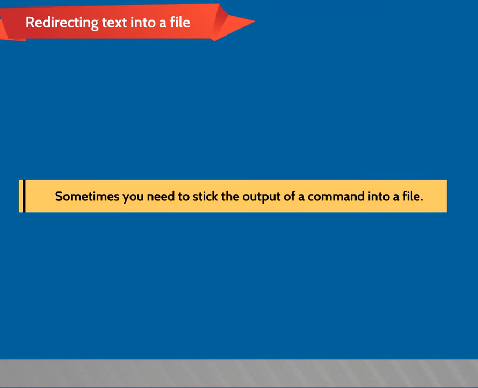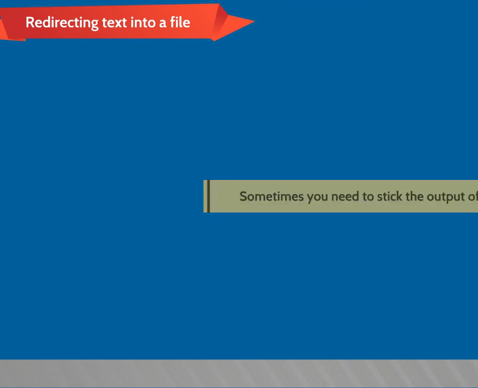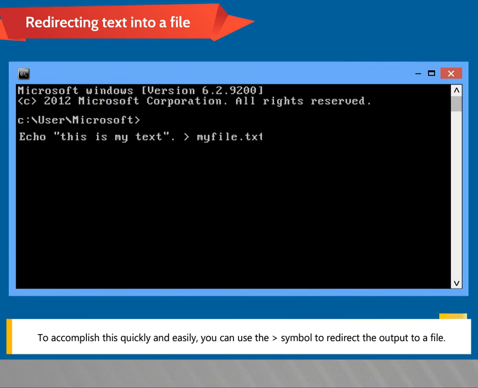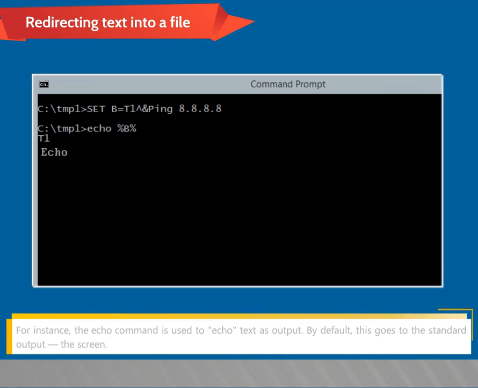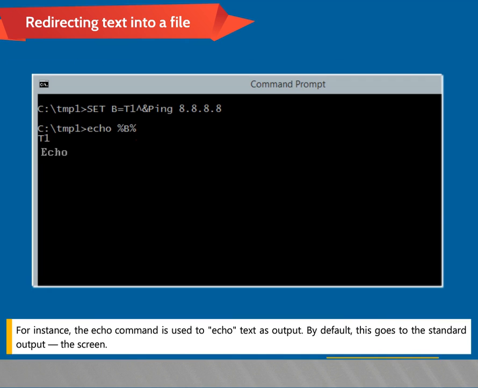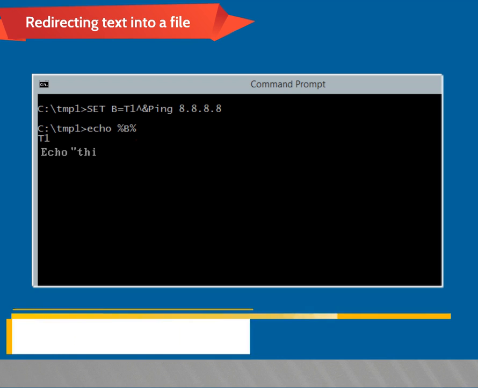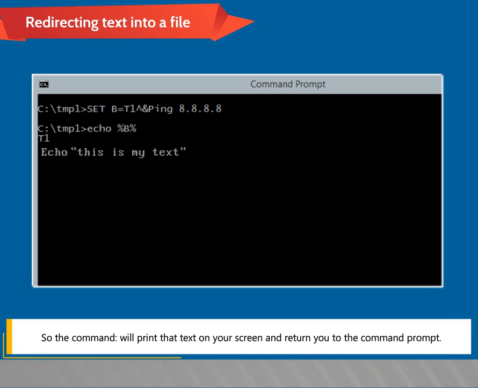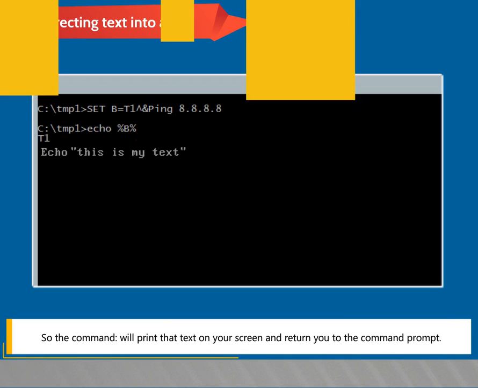Redirecting text into a file. Sometimes you need to stick the output of a command into a file. To accomplish this quickly and easily, you can use the right arrow symbol to redirect the output to a file. For instance, the echo command is used to echo text as output. By default, this goes to the standard output, the screen. So, the command will print that text on your screen and return you to the command prompt.